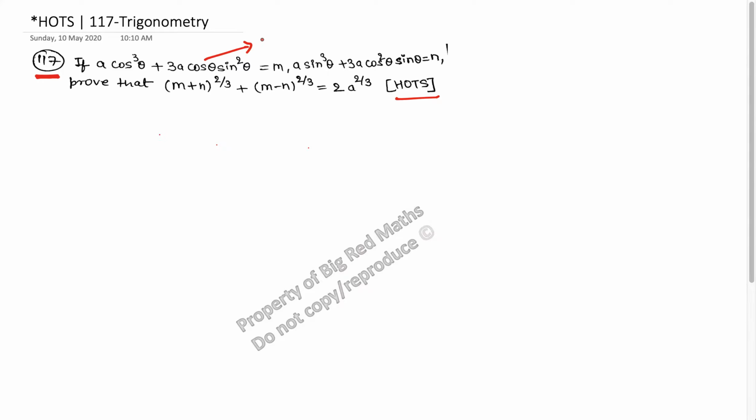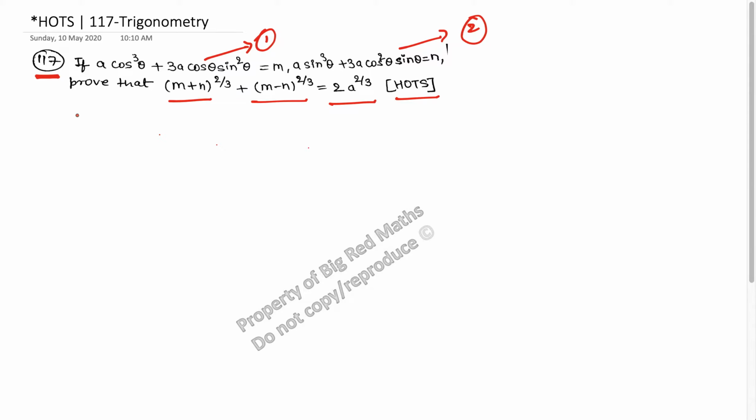Let's look at this condition, which I will denote as condition 1, and this condition, which is condition 2. I'm going to write it in reverse. I'm going to start with what is m and n, then we'll go to what is m plus n and what is m minus n, and from there we'll see if we can reach this value, which is (2a) whole to the power 2 by 3.